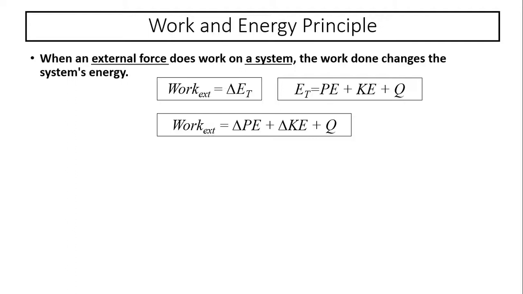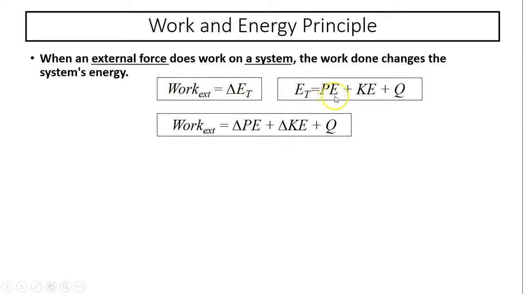Work and energy principle. Last section we learned that the energy of a closed system is always conserved. Now we're talking about when the system is not closed. When a system is not closed, there is an external force doing work on the system. Then the work done will change the system's energy. The work done by external force equals the change in the system's total energy. This is the work energy principle.